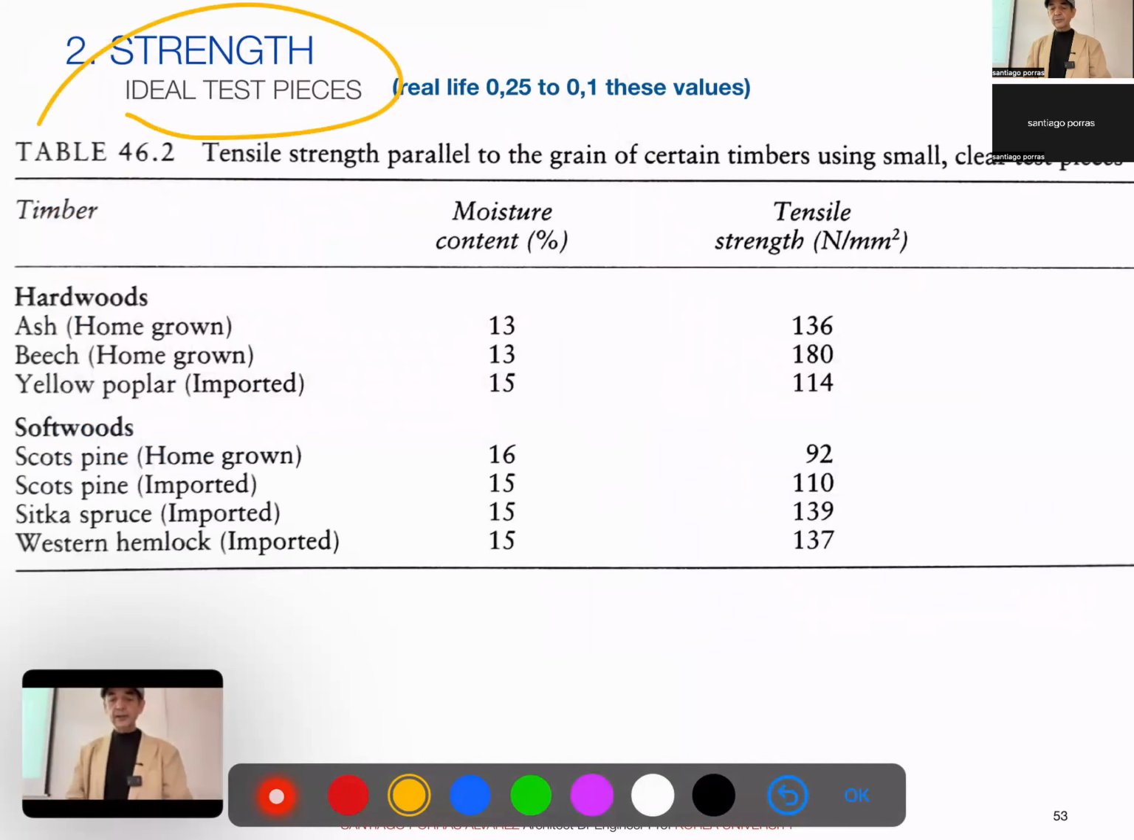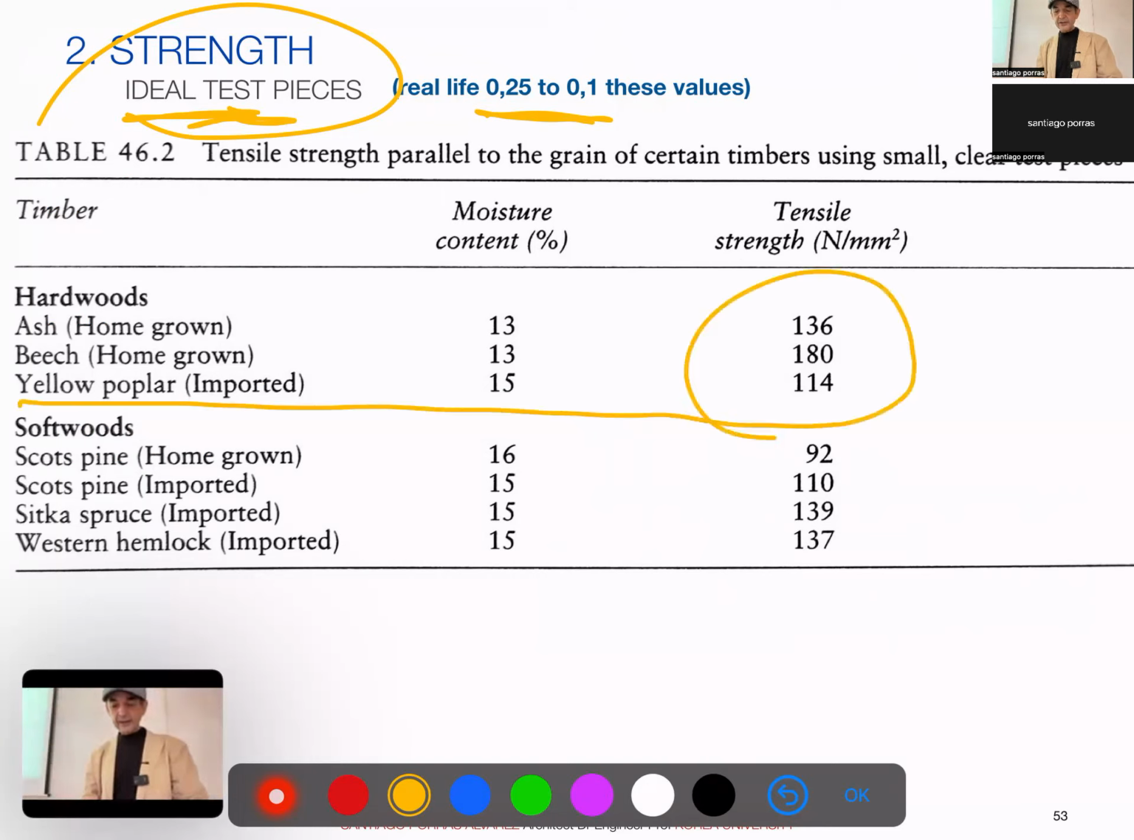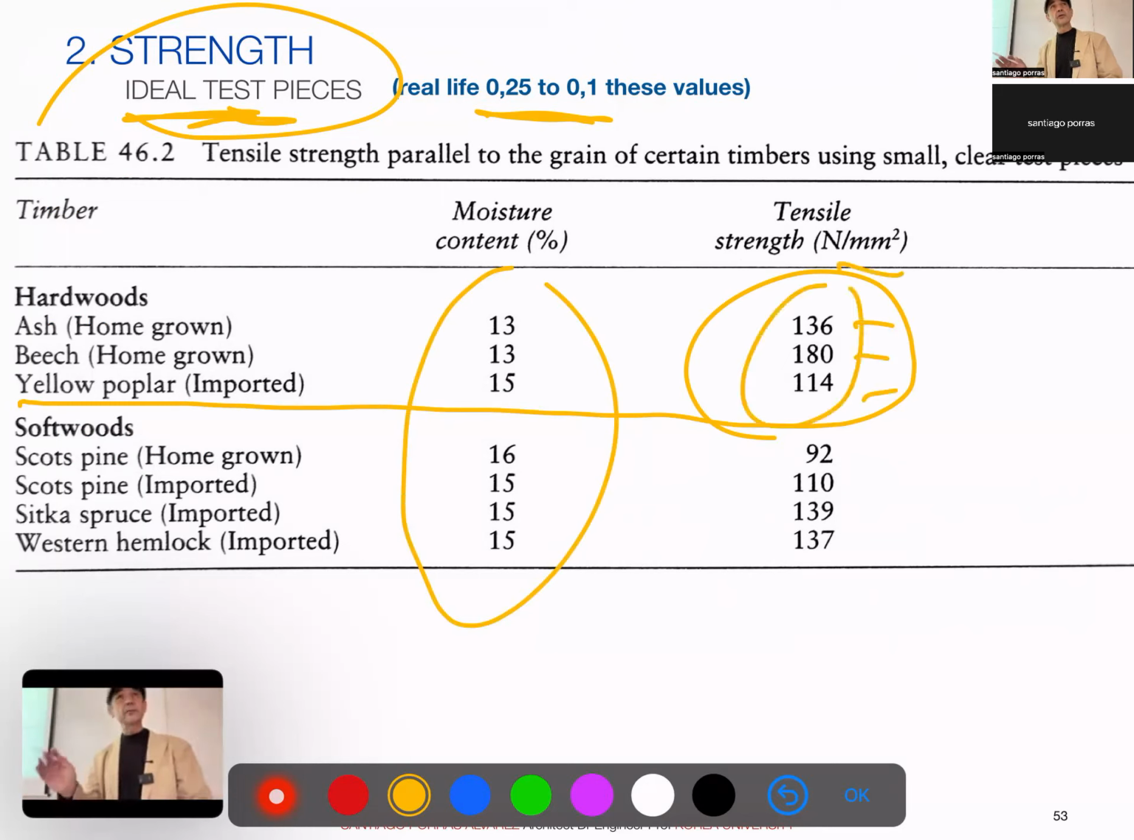This is just to give you an idea of the strength. Again, these are the perfect pieces. In real life, we take like 25% or 10% of that value. You see that the tensile strength for standard moisture is quite strong. So speaking of a Newton per square millimeter, this is a megapascal, right? This is very, very strong. Again, in reality, we reduce this very much.